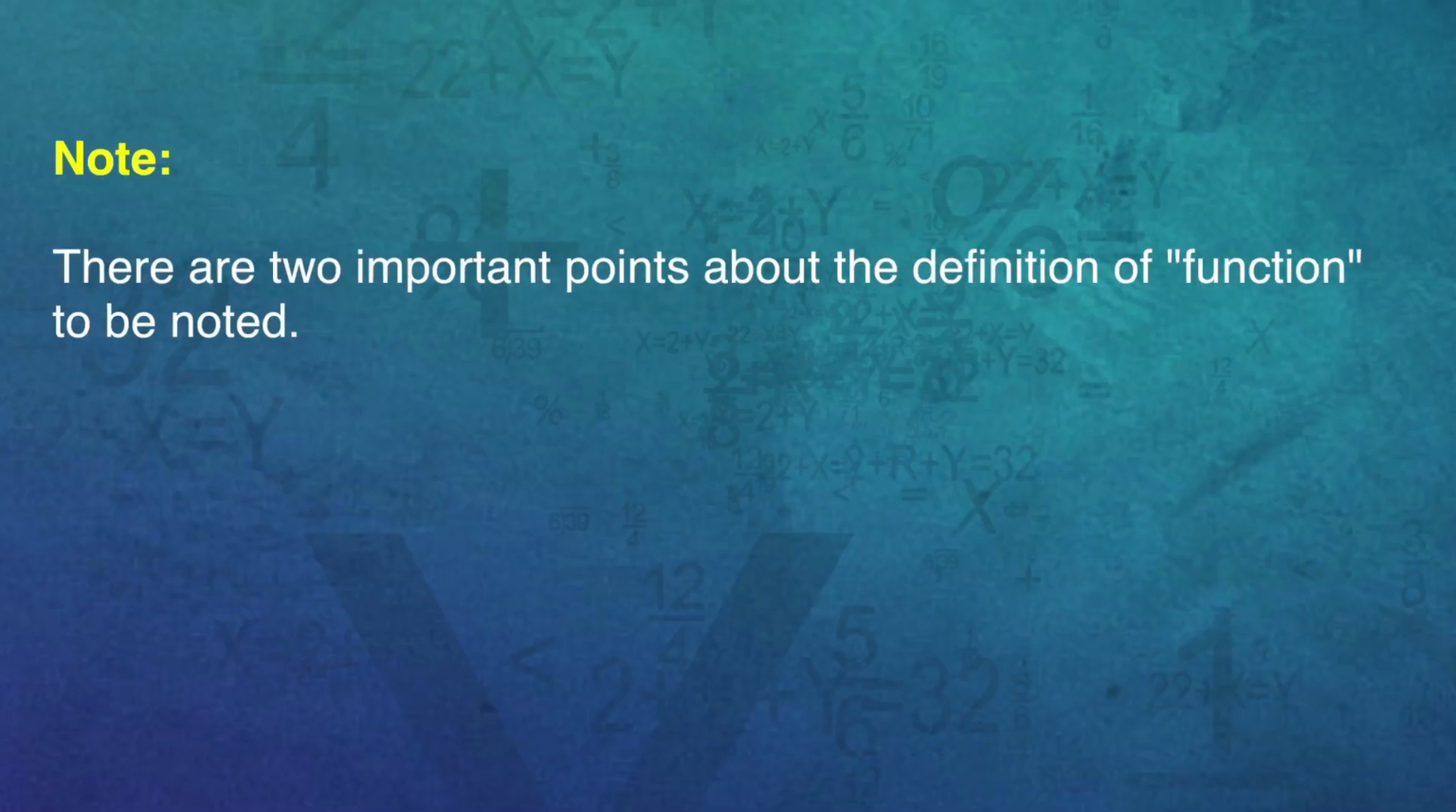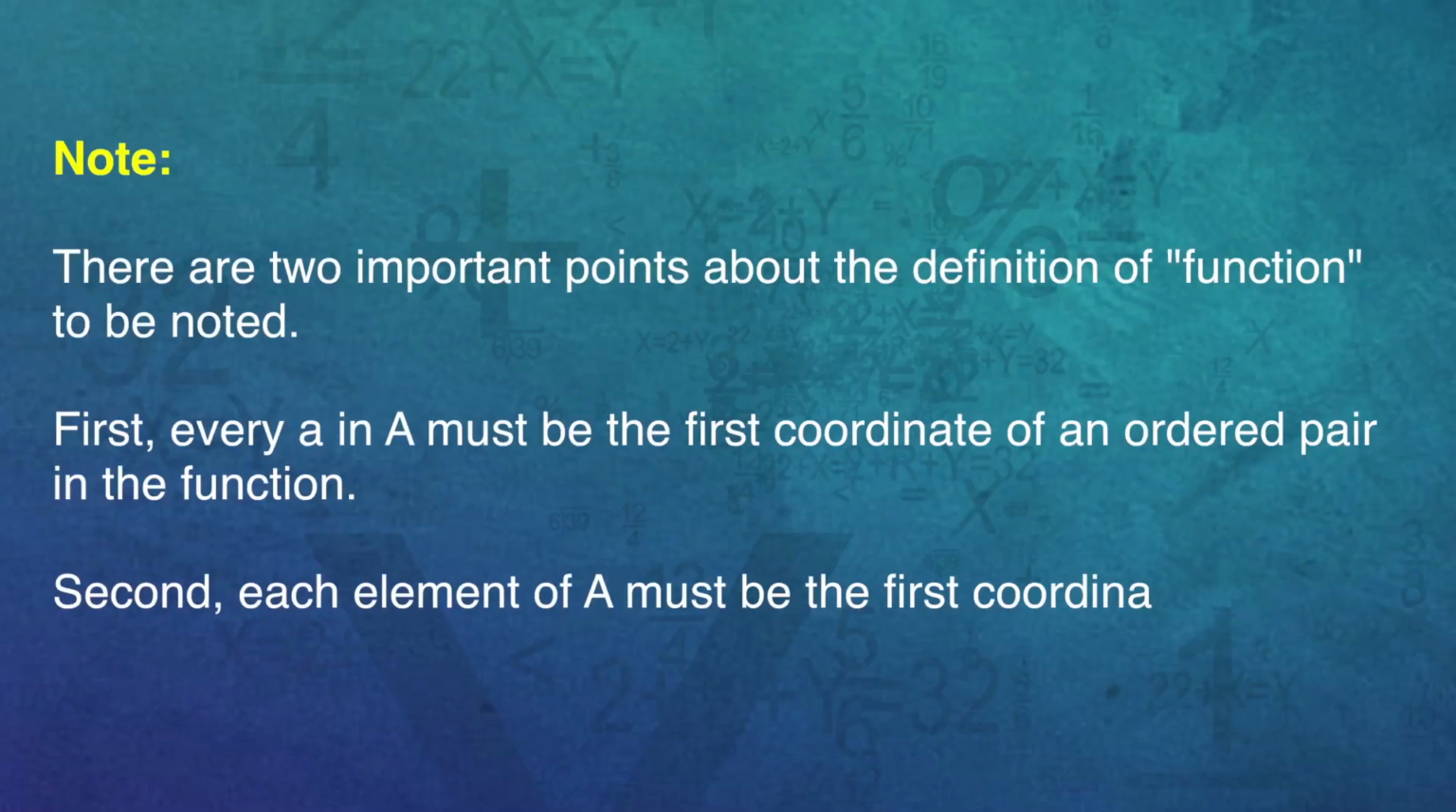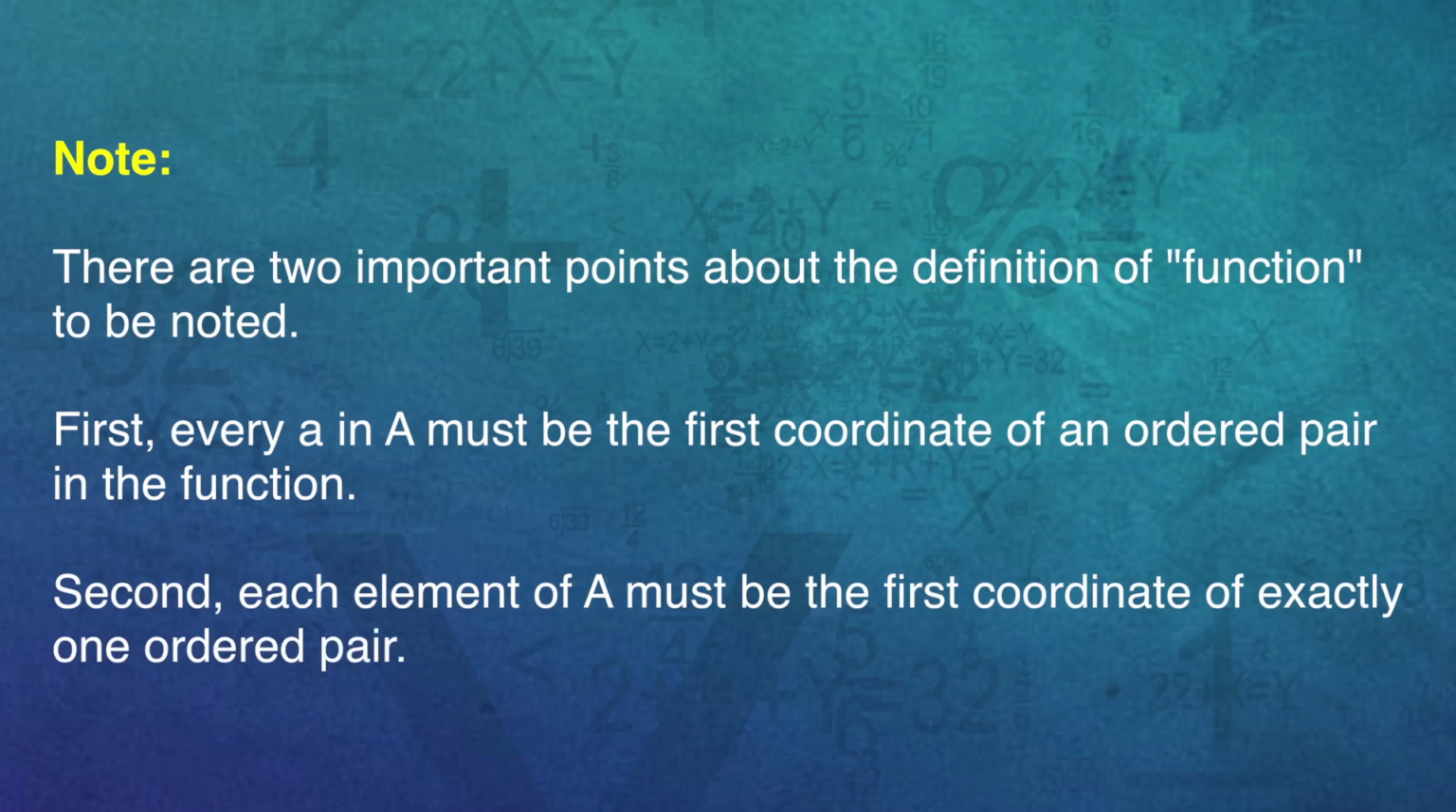A point to note: there are two important points about the definition of a function. First, every a in the set A must be the first coordinate of an ordered pair in the function. Second, each element of A must be the first coordinate of exactly one ordered pair.